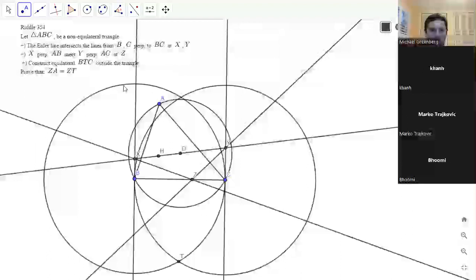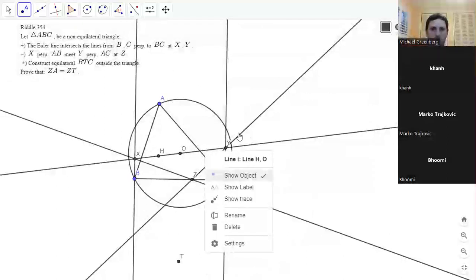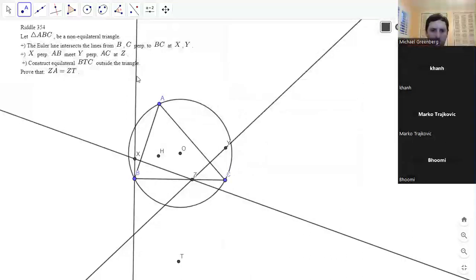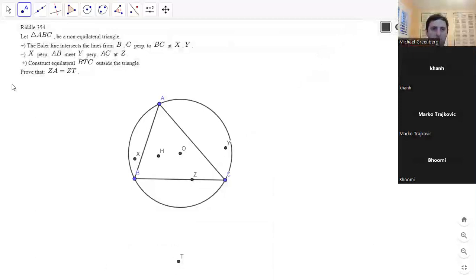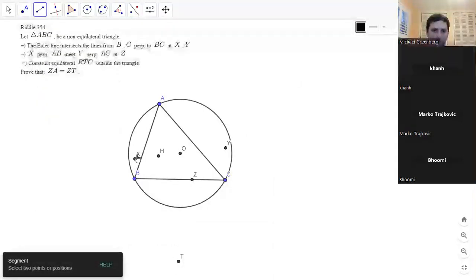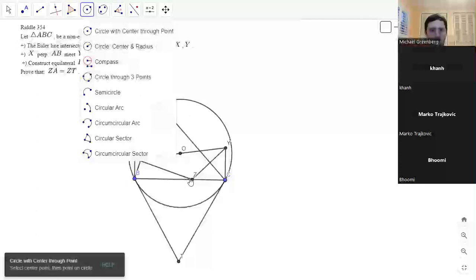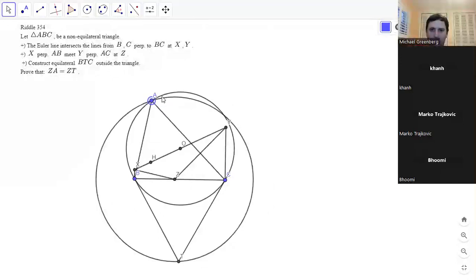All right, so let me hide this, hide pretty much everything. It looks like we're going to want to use some kind of lemma about the Euler line. First, can we show that Z lies on BC? I wonder if these circles are tangent. No, they're not.